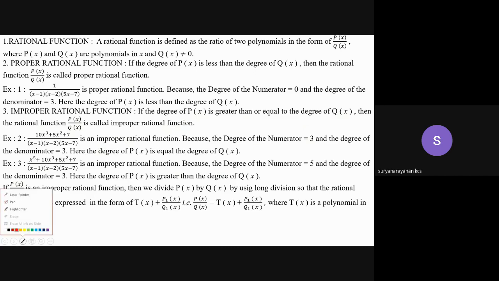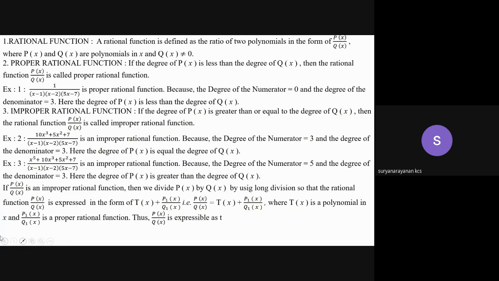and we convert the given rational function into a mixed fraction like this: t of x plus p1 of x by q1 of x. That is, p of x by q of x is equal to t of x plus p1 of x by q1 of x, where t of x is a polynomial in x and p1 of x by q1 of x is a proper rational function. Thus, p of x by q of x is expressible as the sum of a polynomial and a proper rational function.